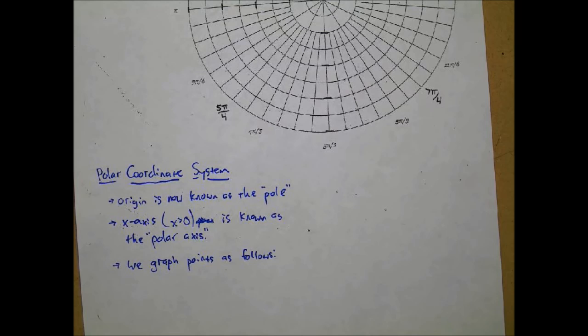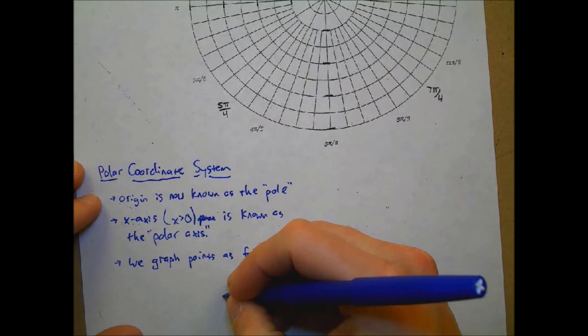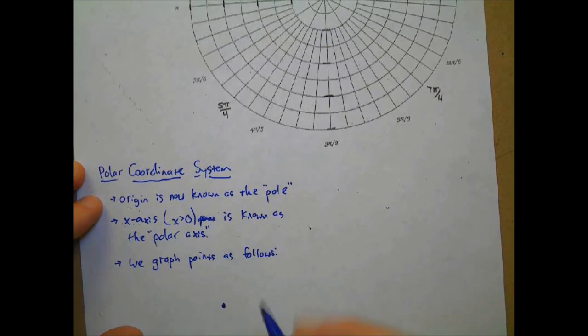In one dimension, you need one number. In three dimensions, you need three numbers. In four dimensions, you need a good imagination because I don't know what that would look like, but you need four numbers. So here's how we're going to graph points. We're going to have our pole, and then the polar axis.